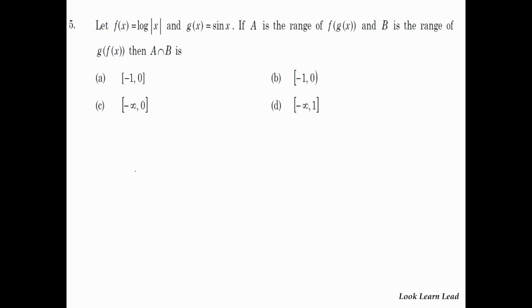If f(x) is equal to log x and g(x) is equal to sin x, and if A is the range of f(g(x)) and B is the range of g(f(x)), then we have to find A intersection B. So let us have f(x) equal to log x. The range of log x varies from minus infinity to plus infinity.